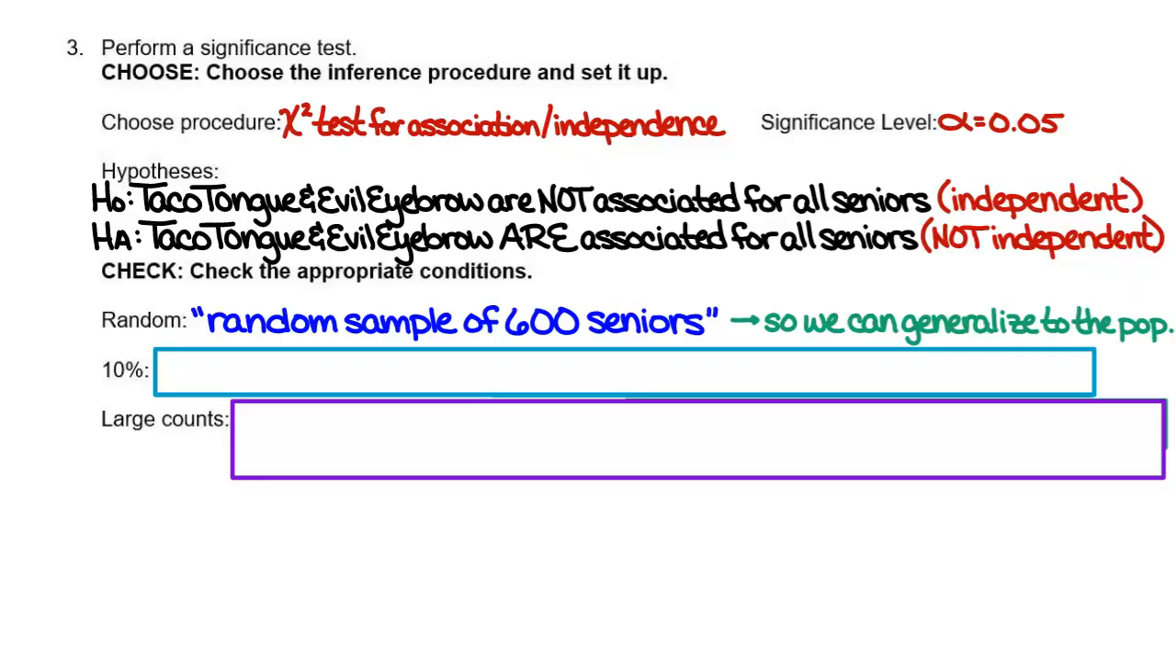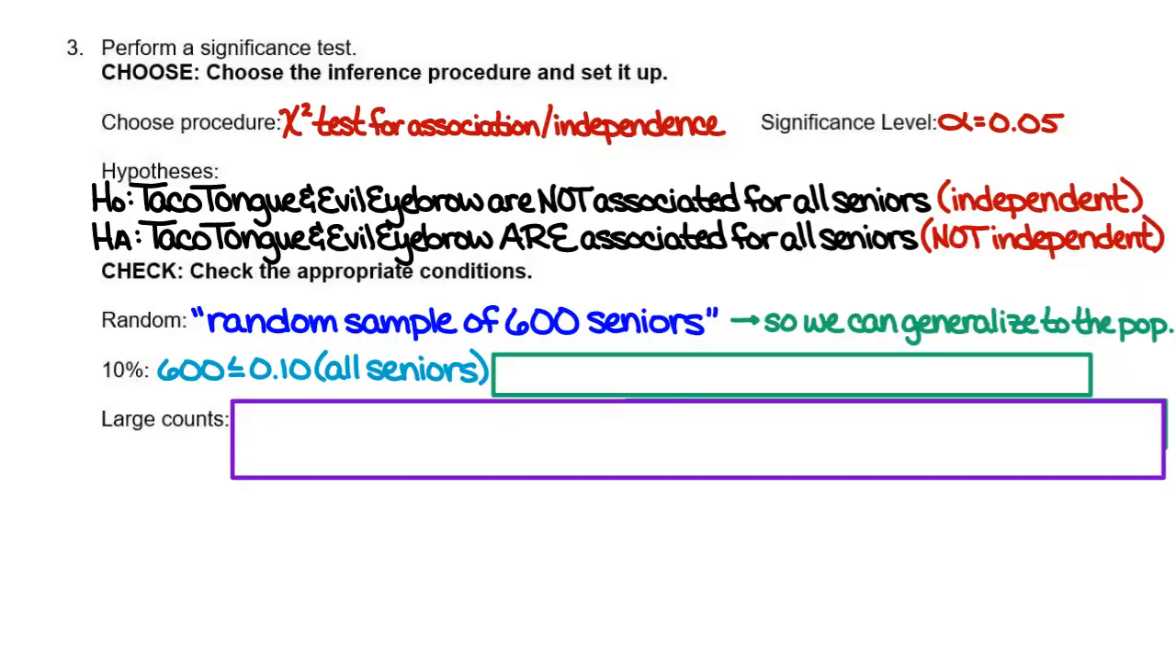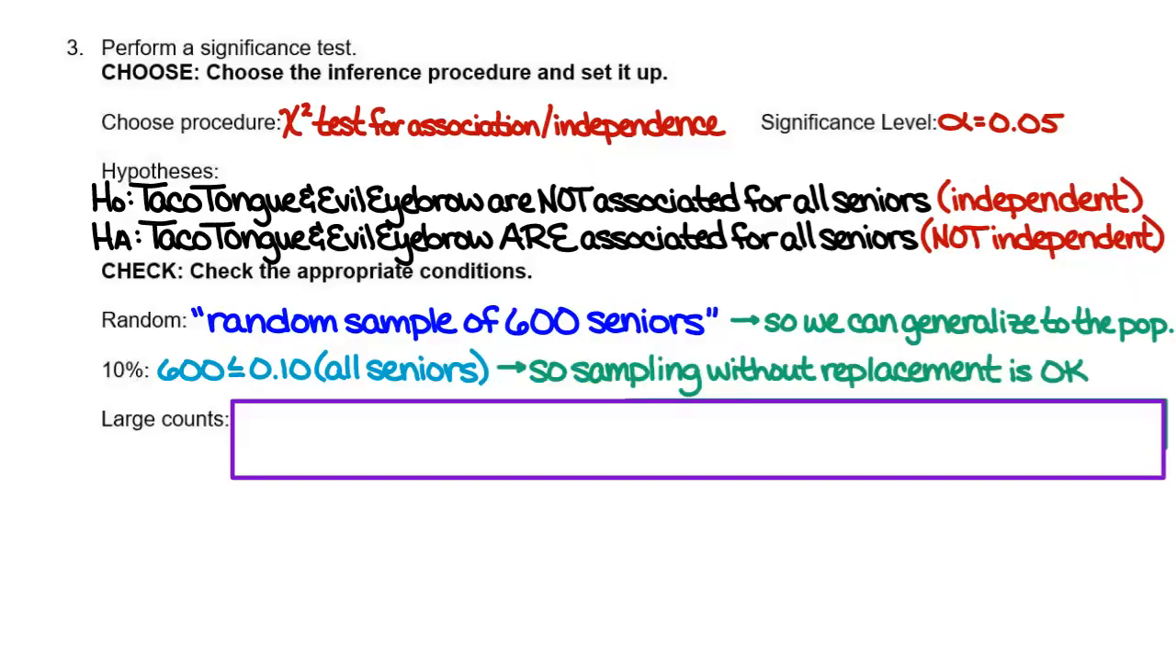Do we need to check 10% in this situation? Yes, because it was a random sample, it was random selection. So 600 is less than or equal to 10% of what? All seniors. If you look back up in that box up at the top, it said we wanted to know whether or not there's an association for all seniors. Why do we care about that? So sampling without replacement is okay, absolutely. This means that we have independence here.